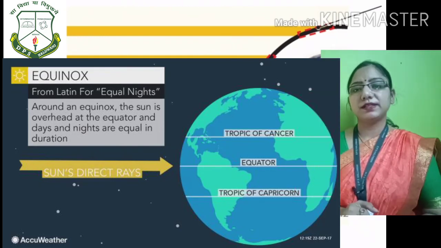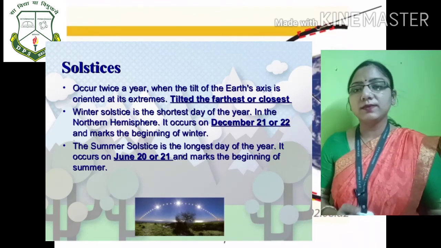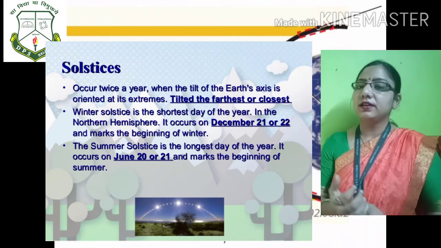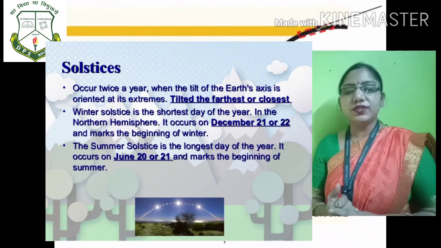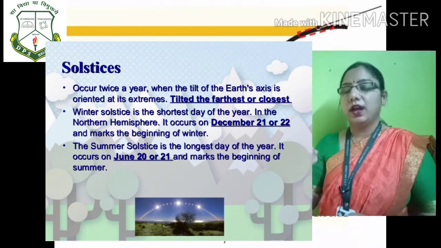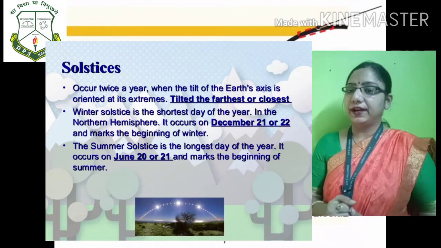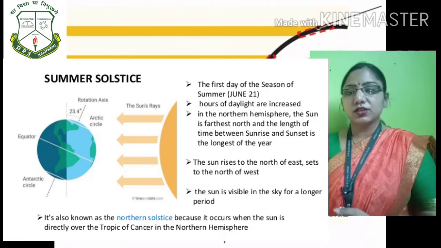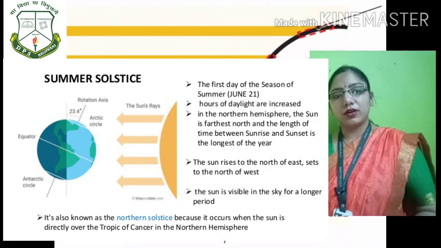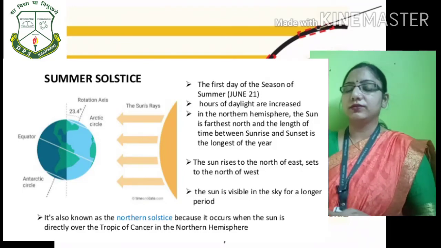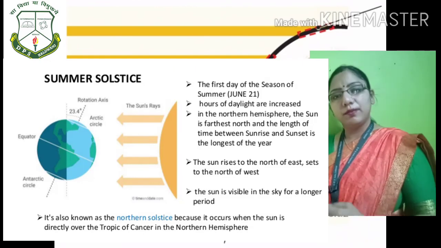One more example is solstice. Solstices are of two types, the winter solstice and the summer solstice. Students, solstice is also a condition which occurs on 21st June and 21st December according to the winter and summer, due to which the length of a day can decrease or increase according to the different places, as has been shown to you in this picture.